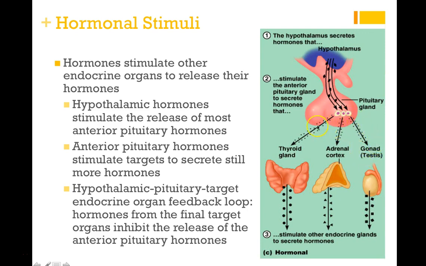So don't worry so much about what those hormones I mentioned are just yet. We will discuss them, but know that a hormone is traveling from the anterior pituitary gland to another endocrine organ, and that causes each of these endocrine organs to secrete a corresponding hormone.